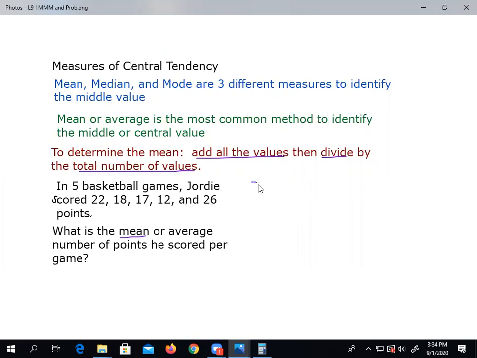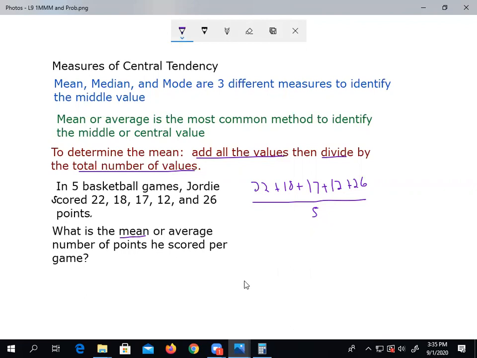So to do this math, I have to add the 22. I add that to the 18. And then I add that to the 17. I add that to the 12. And then I add the 26 in. And then you're going to divide all that by however many scores are present. So there's 1, 2, 3, 4, 5 scores. I have to divide by 5.